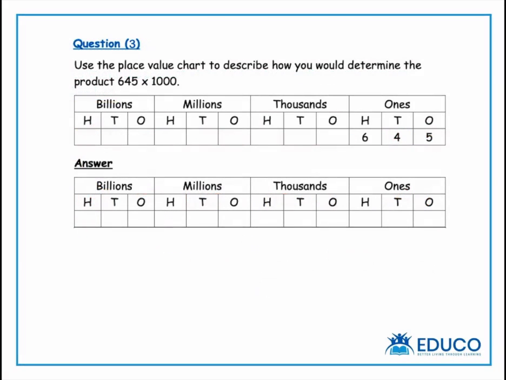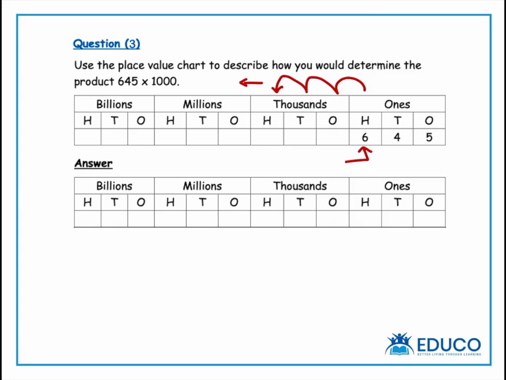Our last question is asking us to use the place value chart below to describe how we would determine the product of 645 times 1,000. So I have started us off by putting 645 into our place value chart. Now we know that anytime we multiply a number by 1,000, it's actually the same as moving each of our numbers 3 places to the left. So when writing out my answer, I know that each number will be shifted 3 columns to the left.